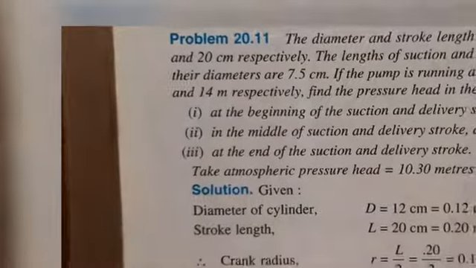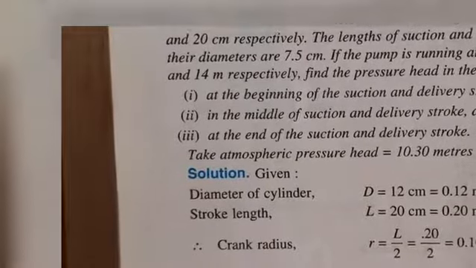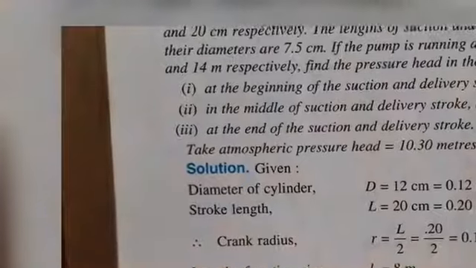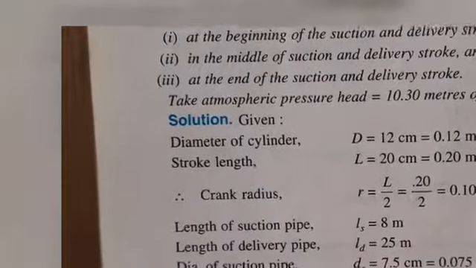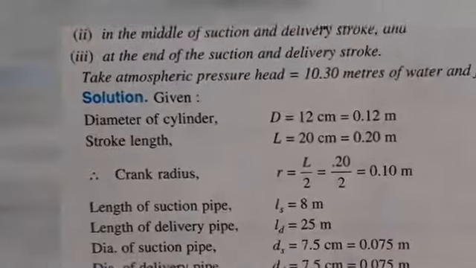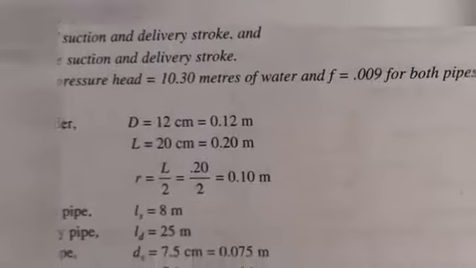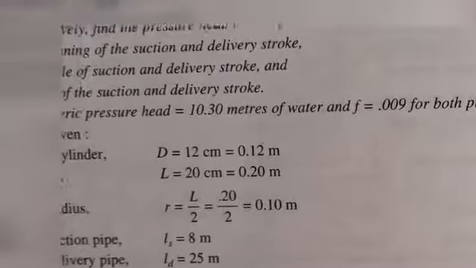find the pressure head in the cylinder at the beginning of suction and delivery stroke, second in the middle of suction and delivery stroke, third at the end of suction and delivery stroke. Take atmospheric pressure head equal to 10.3 meters of water and f equal to 0.009 for both the pipes.